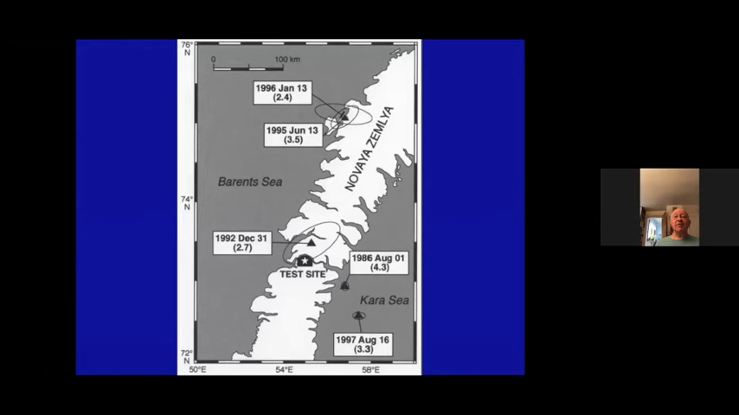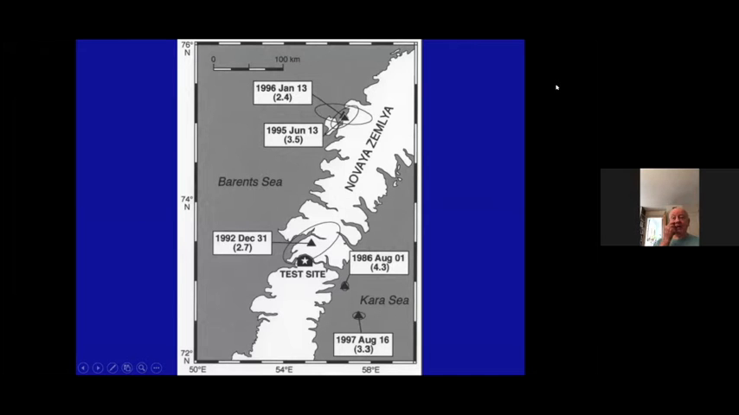Okay, so this is the place where the Soviets tested, at this remote island, Novaya Zemlya, in the northernmost part of Russia. It's even farther north than the northernmost part of Alaska.